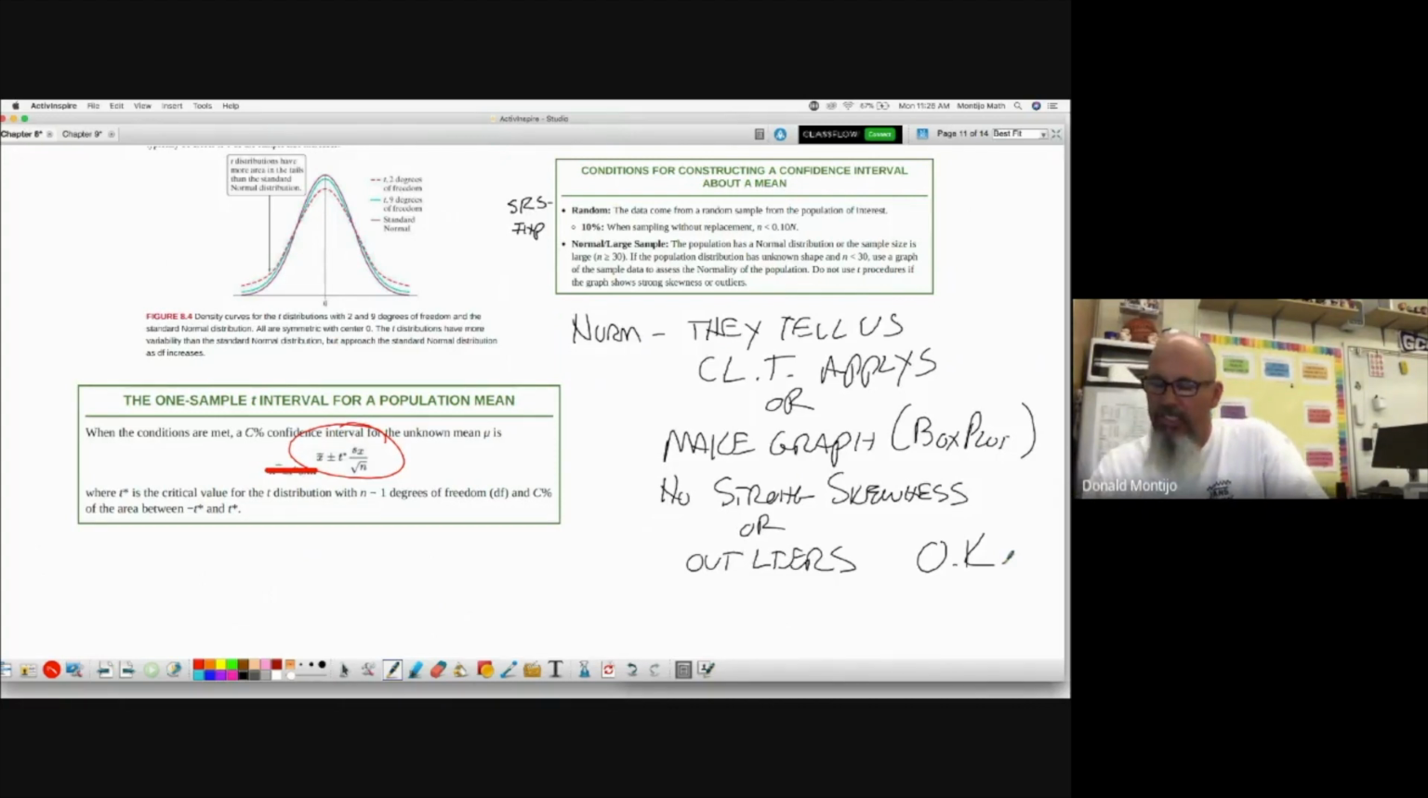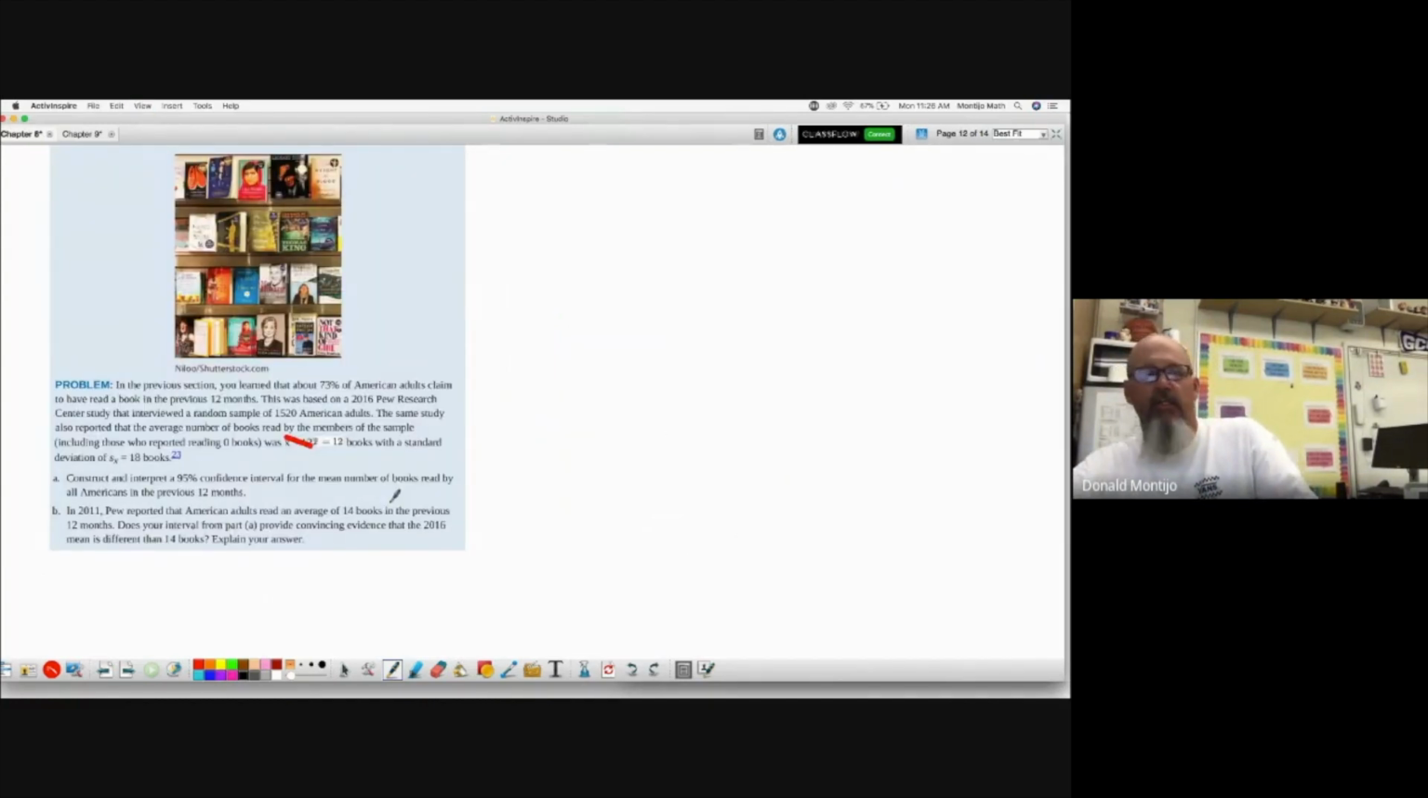Now we're using T star again instead of Z star. No problem. We have a table to look up T star. Okay. T star is totally reliant upon degrees of freedom. There are always n minus 1 degrees of freedom. Well, let's look at an example of this.